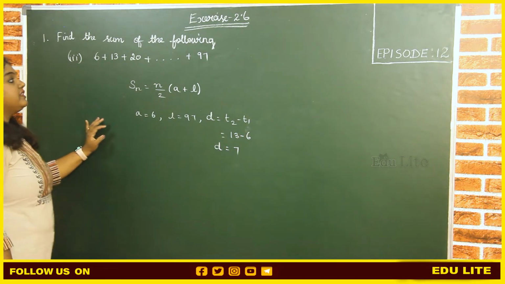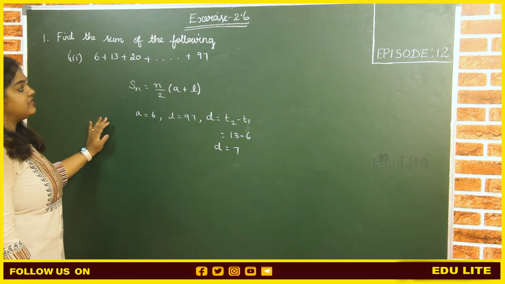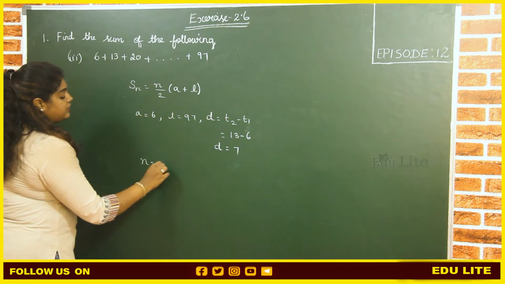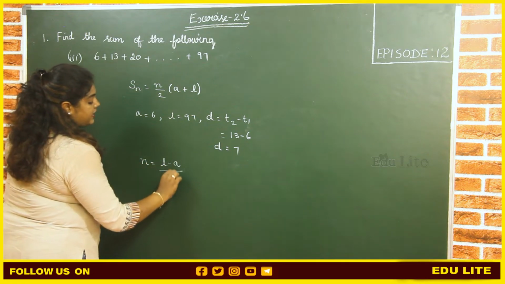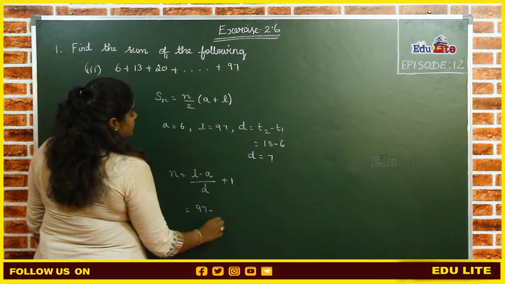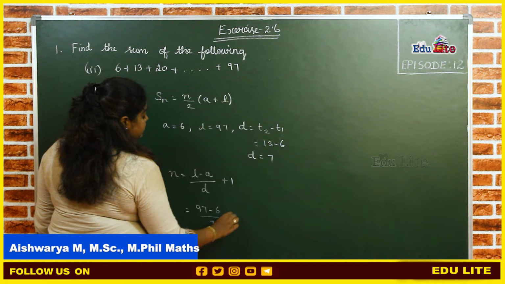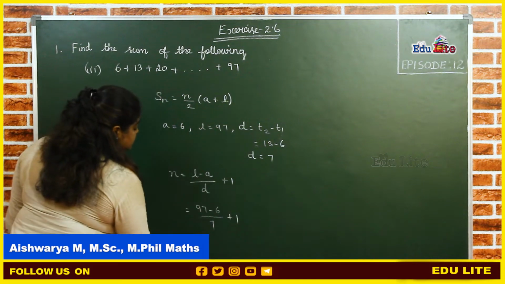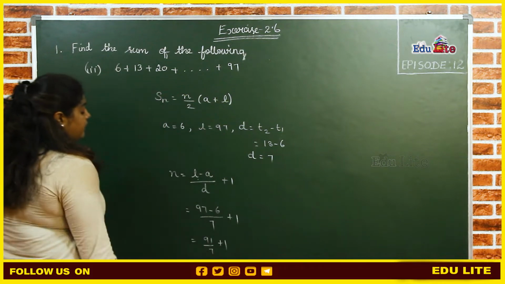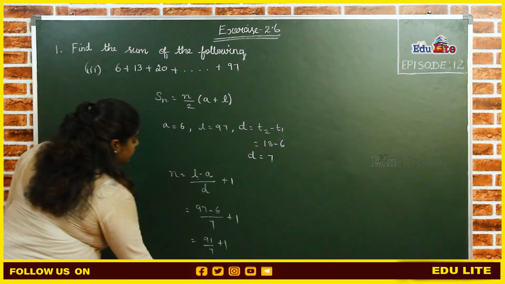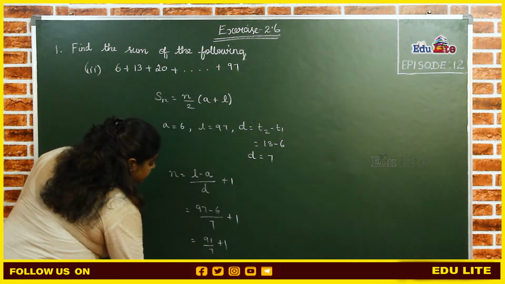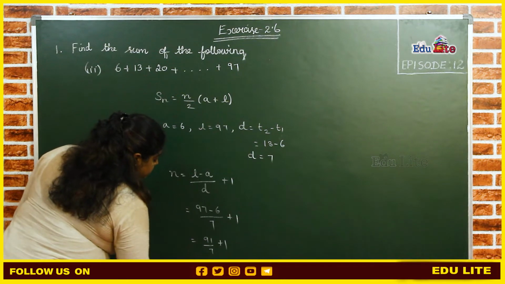But we are not given the value of n. We will first find the value of n, then we can simplify. For finding the value of n, we can use the formula (L minus A) by D plus 1. L value is 97 minus 6, by D value 7, plus 1. 97 minus 6 is 91, by 7, plus 1. 91 by 7 is 13, plus 1, which equals 14. Therefore the n value we got is 14.